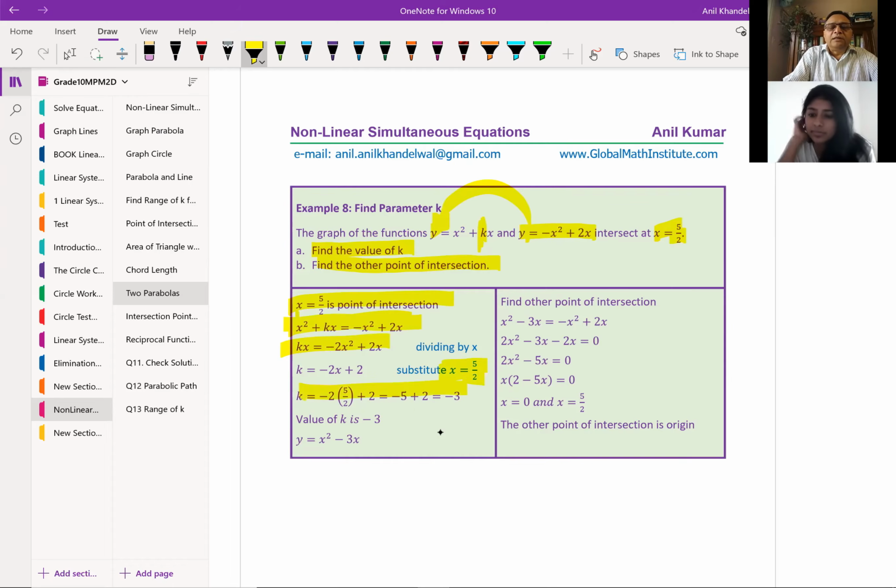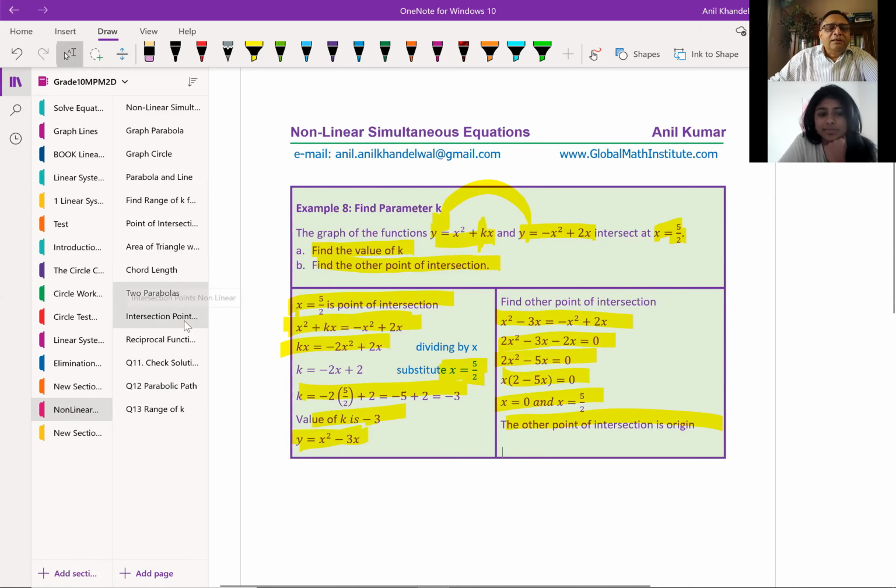Once you do that, you get the value of k, which is minus 3 for us. So once we get the value of k, then you get your equation back, which is the parabola. In this case, again, go back to the equations and then find the other point of intersection. Is that clear to you? Yes. In this case, the other point of intersection was the origin.